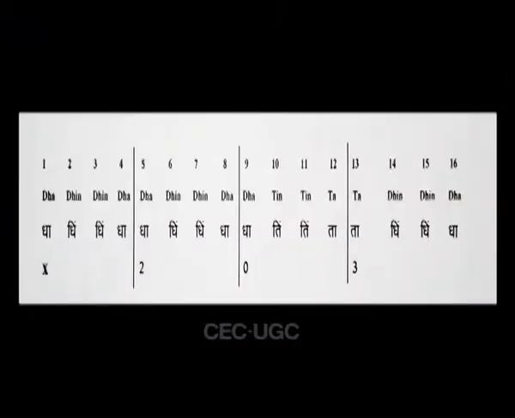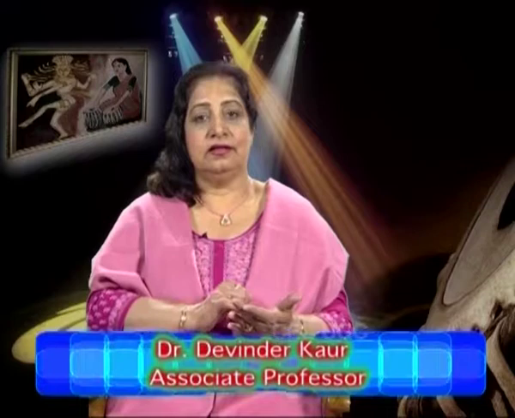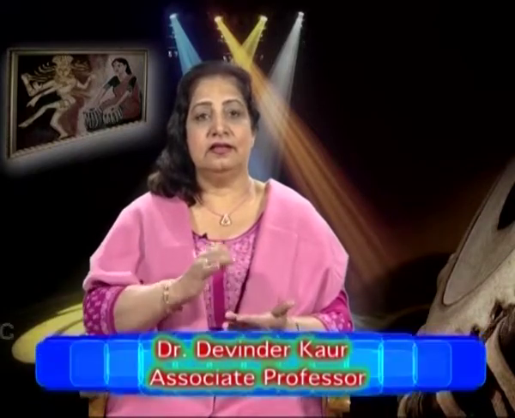Taking the example of Teen Taal, which has 3 Taalis or Bharis and 1 Khali. The bols of Teen Taal are Dha Dhin Dhin Dha, Dha Dhin Dhin Dha, Dha Tin Tin Ta, Ta Dhin Dhin Dha. Now, I will count the beats on the fingers like this. Dha, Dhin, Dhin, Dha, Dha, Dhin, Dhin, Dha, Dha, Tin, Tin, Ta, Ta, Dhin, Dhin, Dha, Dha. Counting the time with fingers and hand enables the students to have good control over lay, that is rhythm.